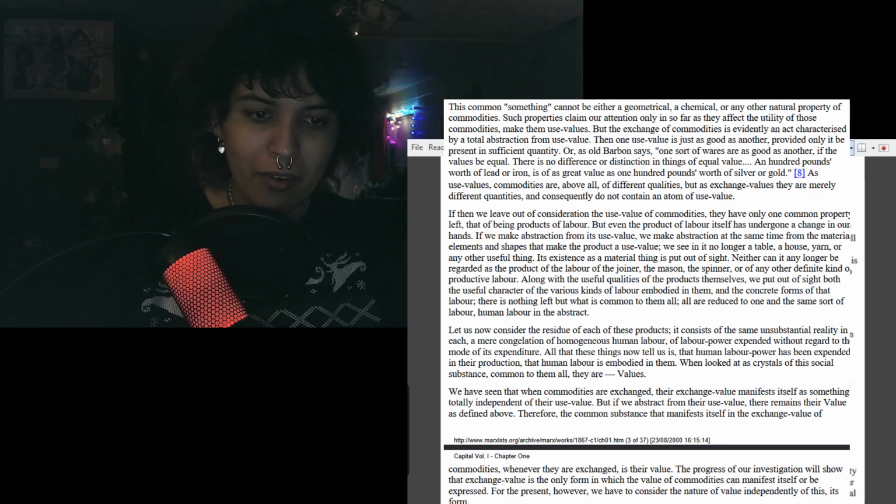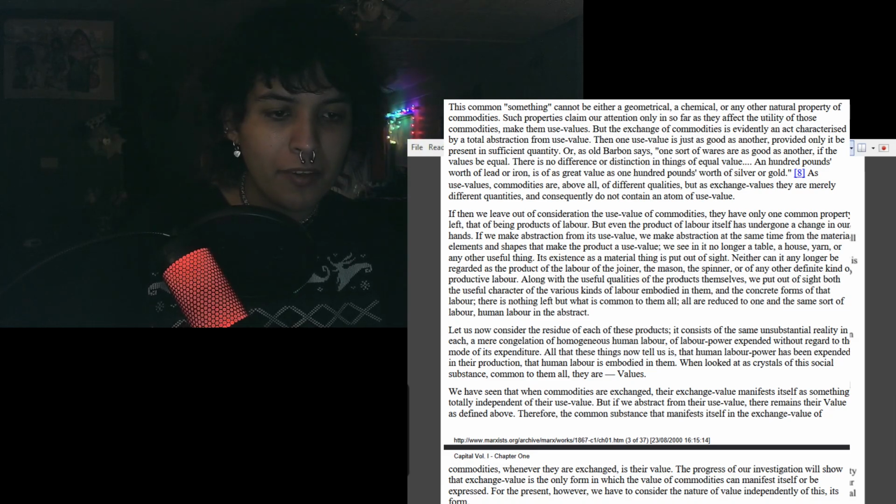If then we leave out of consideration the use value of commodities, they have only one common property left, that of being products of labor. But even the product of labor itself has undergone a change in our hands. If we make abstraction from its use value, we make abstraction at the same time from the material elements and shapes that make the product a use value. We see it no longer as a table, a house, yarn, or any other useful thing. It exists as a material thing.